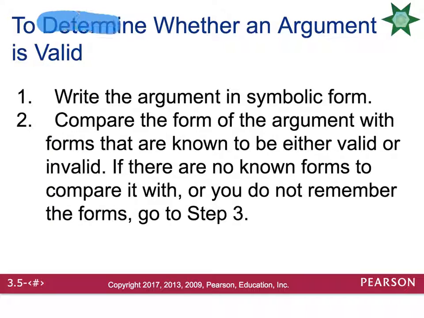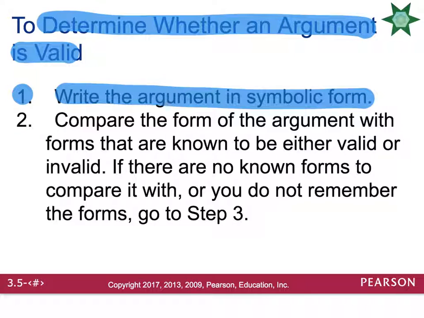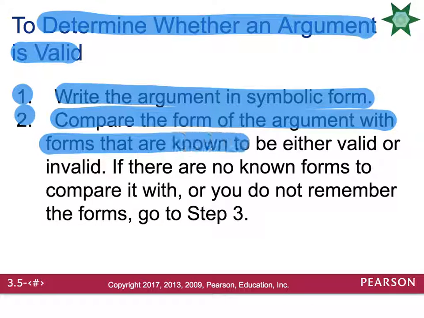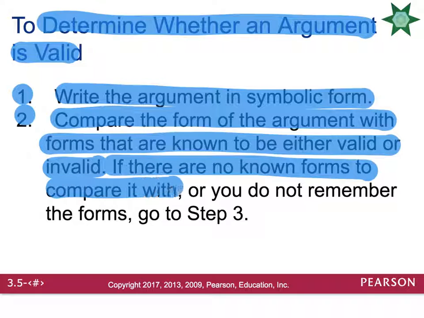So here's how we determine whether an argument is valid or not. The first step is to write the argument in symbolic form, so use symbolic logic. Then we compare the form of the argument with forms that are known to be either valid or invalid. In other words, the one we just looked at is always valid. If there are no known forms to compare it with, we go to step 3.